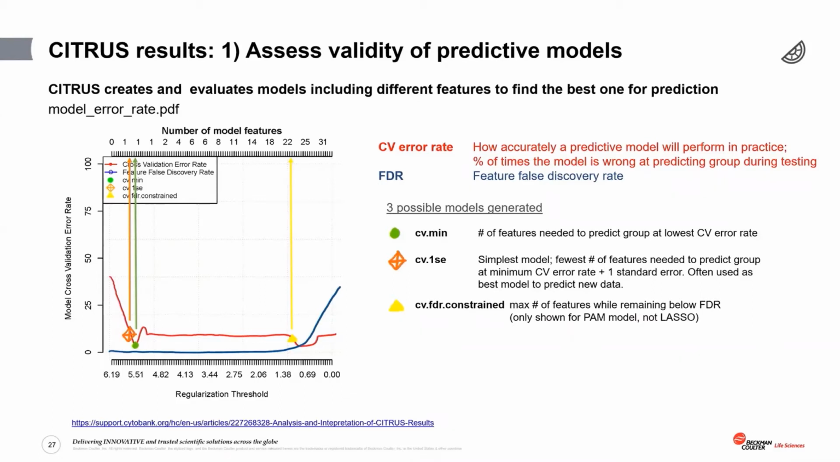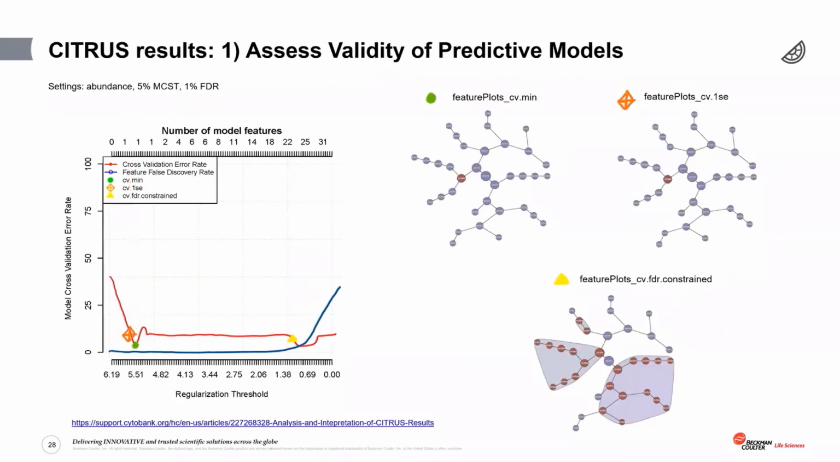So we can take a look at the significant features in each of these models. You can see that the CV-min and CV1SE model each have only 1 feature, while the FDR constrained model has about 23 features. These models were all generated using the same settings we just set up in Cytobank, using the major phenotyping markers, a 5% minimum cluster size, and a 1% false discovery rate.